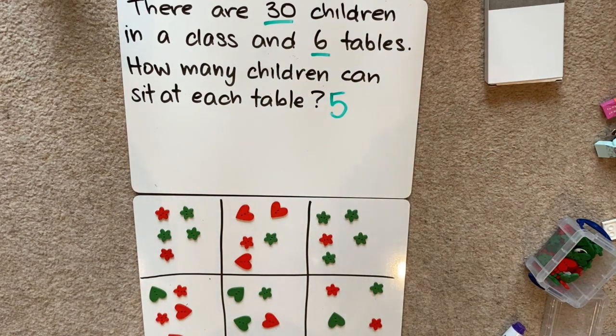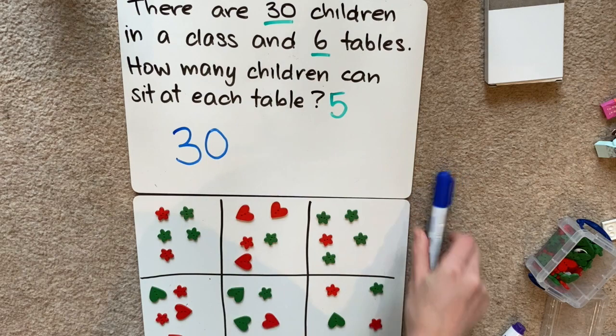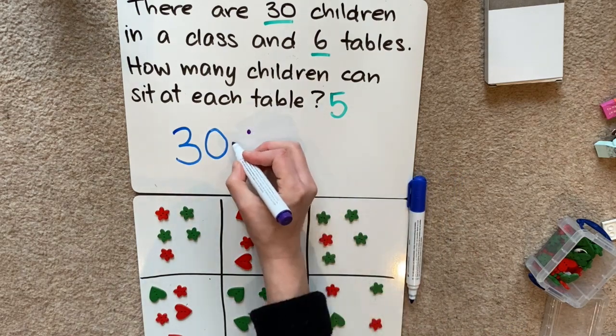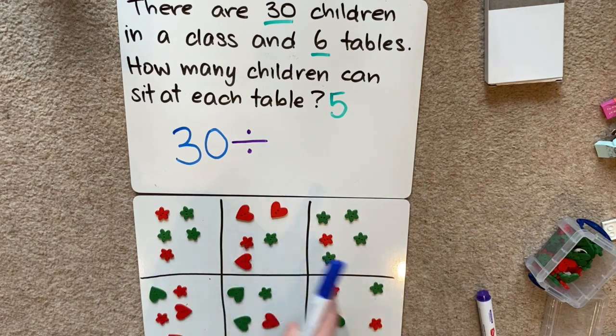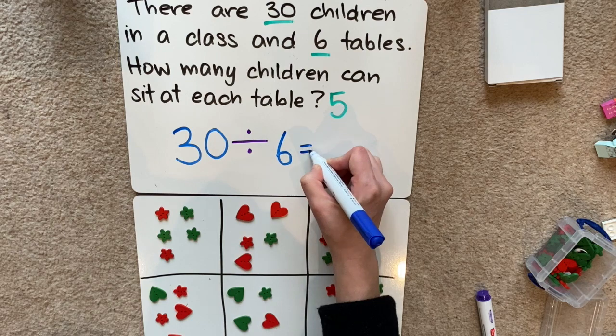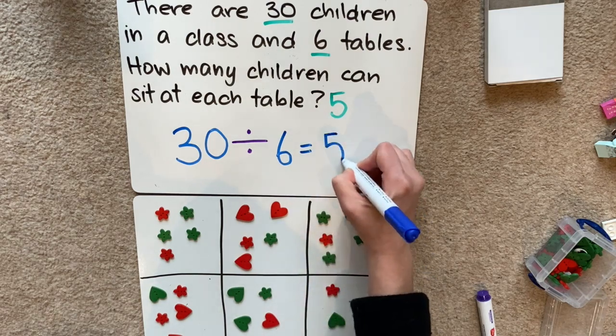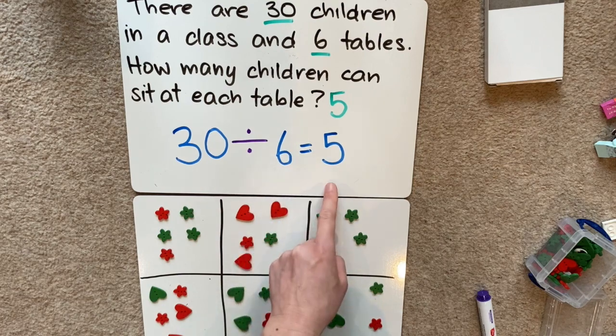Our number sentence, remember we start with our all together number, 30 shared between how many tables? There's 6 tables, equals 5. 30 shared between 6 is the same as 5.